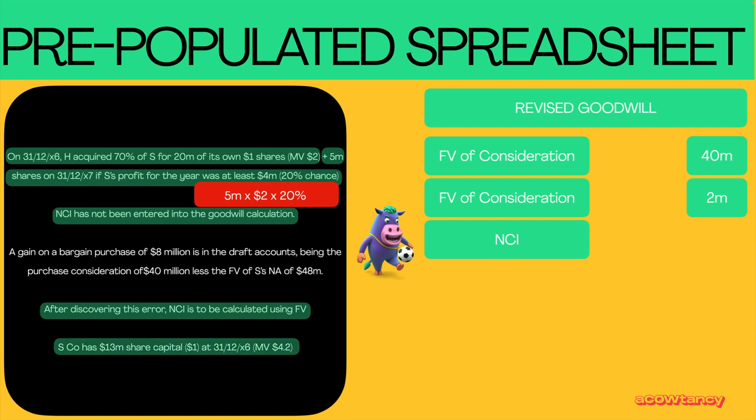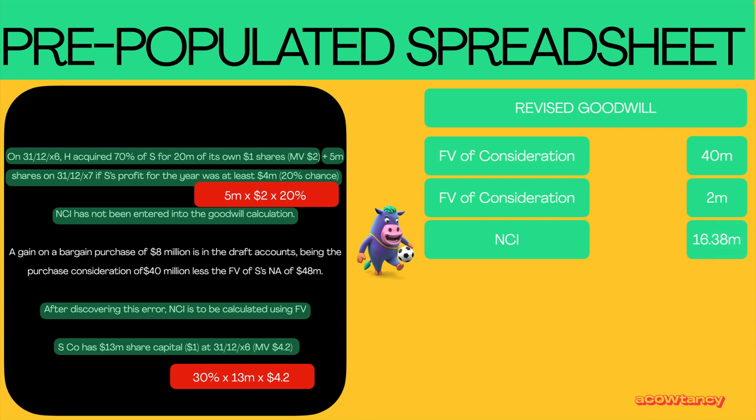And it says S has 13 million share capital and the market value is $4.20. So the fair value of S is 13 million times 4.2. We want 70% of it, so NCI wants 30% of it. So 30% of 13 million times 4.2 is 16.38 million.